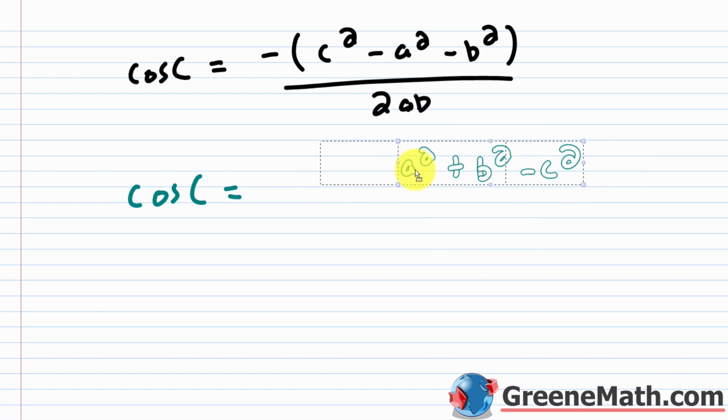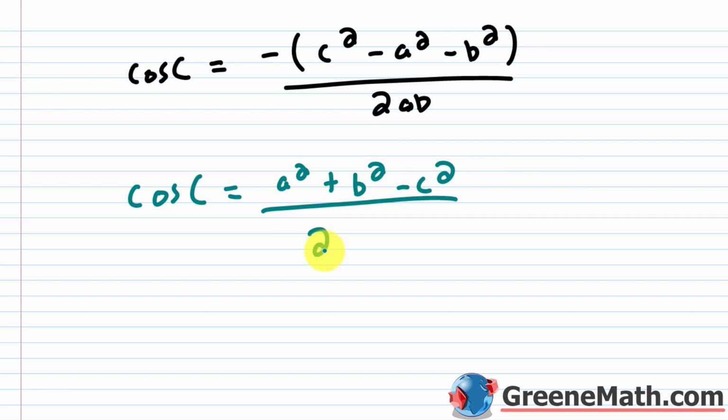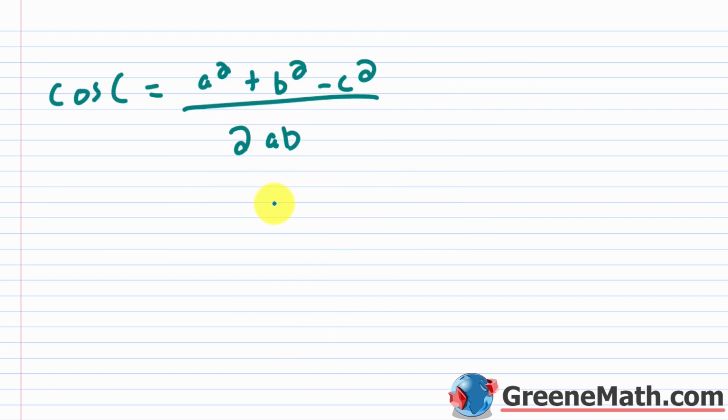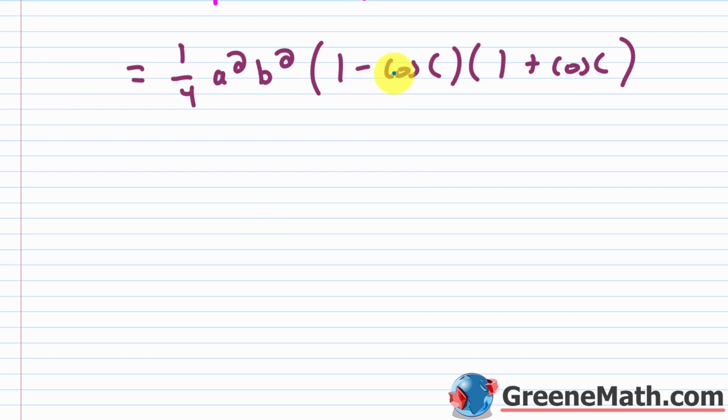So just staying consistent. And then this would be over your 2ab. So we're going to need this. Let me get rid of this real quick, and let me drag this up here. So what we're going to do now is go back up, and you see that we want 1 minus the cosine of C, and then 1 plus the cosine of C.